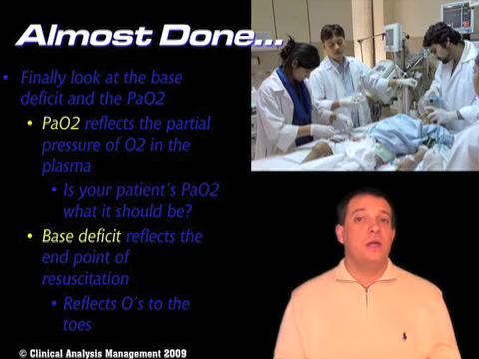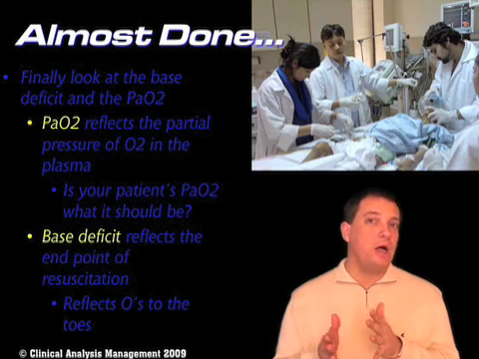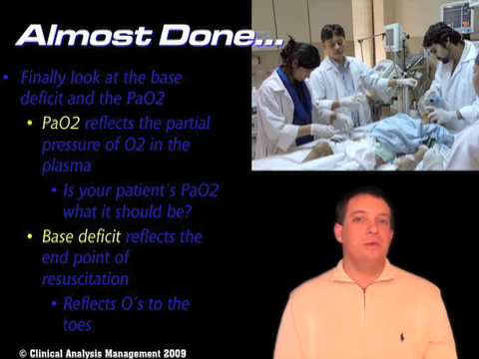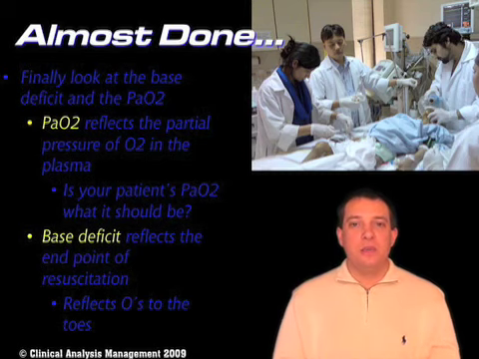And so when we look at somebody's PaO2, it's not a matter of is it between 80 and 100. It's a matter of is the PaO2 where it should be based on the amount of oxygen that the patient's getting. Well, how in the world do we figure that out? Well, it's actually pretty simple.